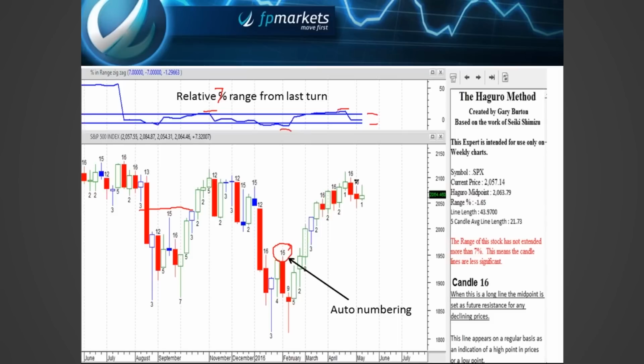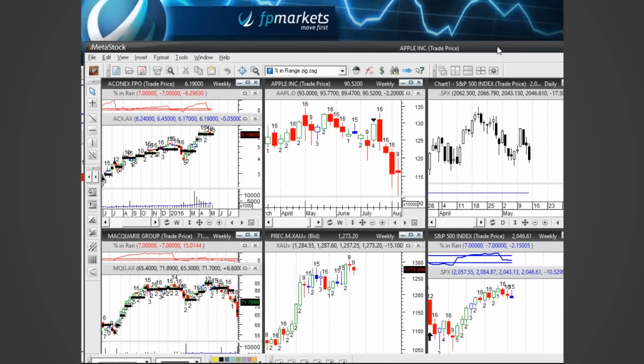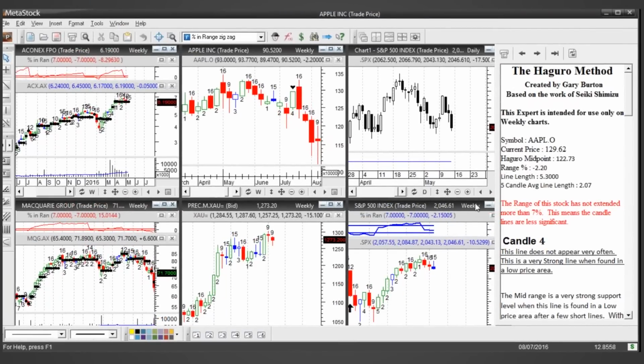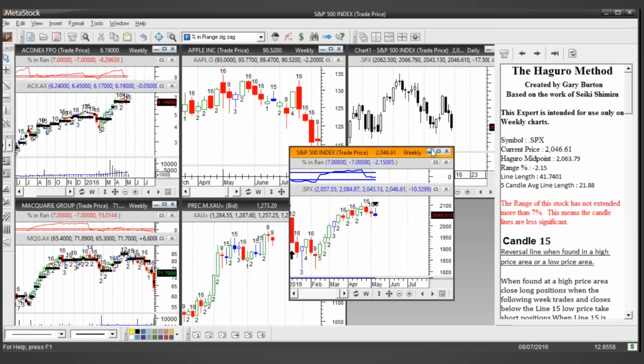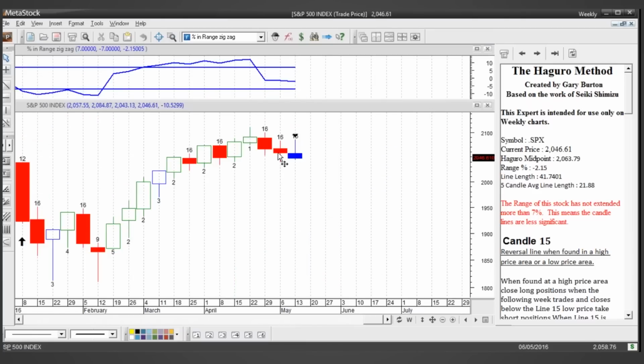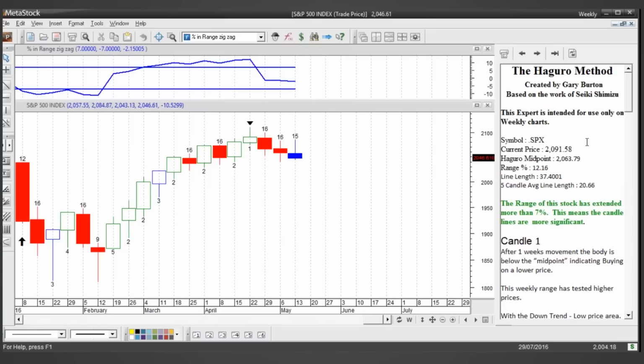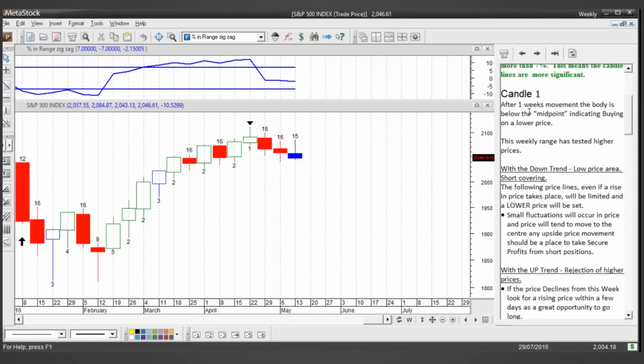And I'll just bring in MetaStock here from my other screen. And we can see here that the S&P, this number one out here, now it's ended up here with a 15, but if I put it on number one here, the expert advisor tells us that after 1 week's movement, the body is below the midpoint. Well, that's the description of the candle, that's great. With a downtrend, a low price area shows short covering. The following price lines, even if a rise in price takes place, will be limited and a lower price will be set. So it's given us a little bit of context about what might come in the next week.